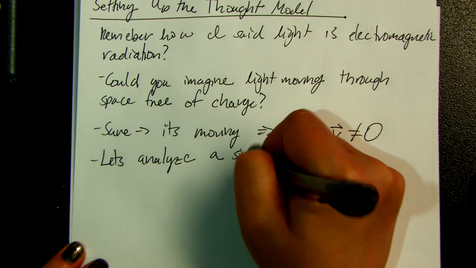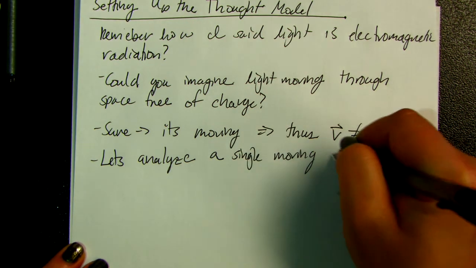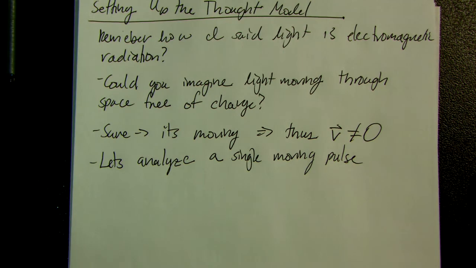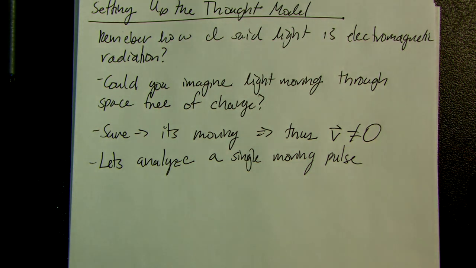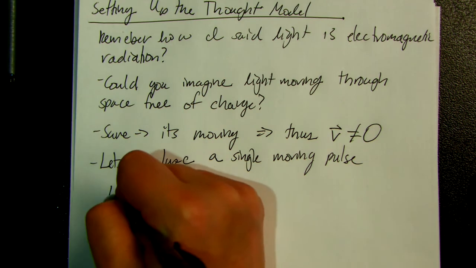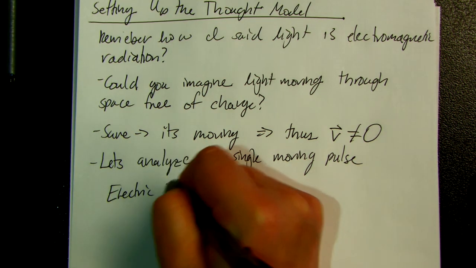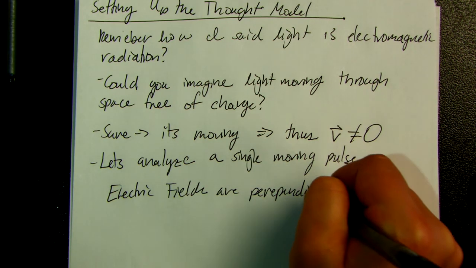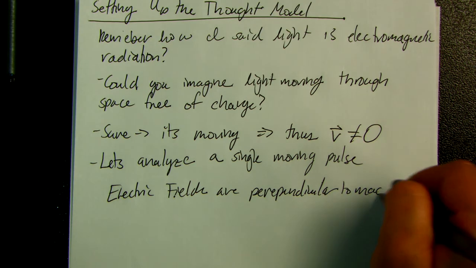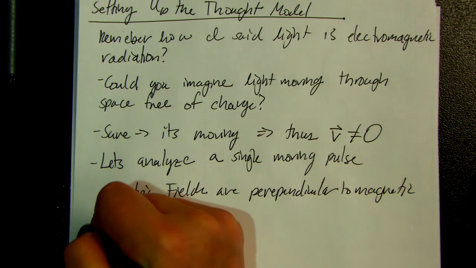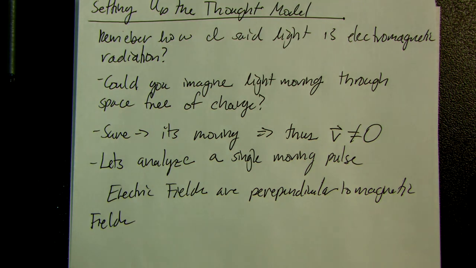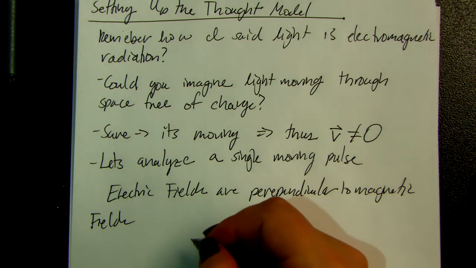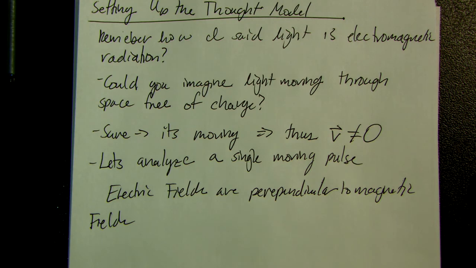Okay, so let's analyze a single moving pulse. So photons, those beautiful wave-like particle objects, are just like little energy packets. They're way cool. So, something to know, electric fields are perpendicular to magnetic fields. So, if we look at the propagation of our pulse, it could look something like this.